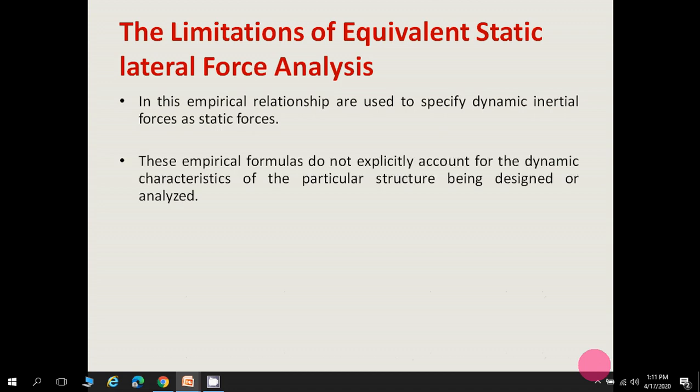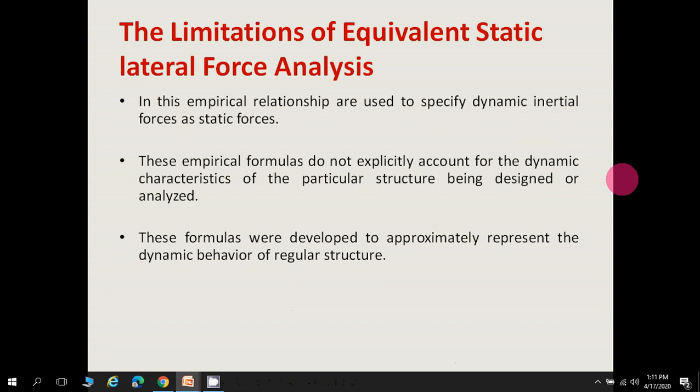And the second one is the empirical formulas do not explicitly account for the dynamic characteristics of the particular structure being designed or analyzed. So as the first point suggests, the linear empirical formulas are specifying dynamic inertial forces as static forces. So these empirical formulas do not account for the dynamic behavior of the structure. It is only for static behavior of the structures.